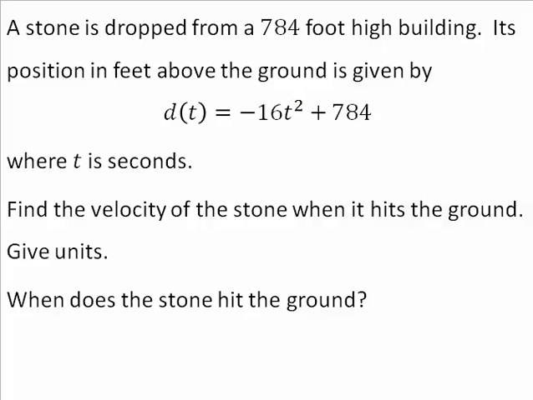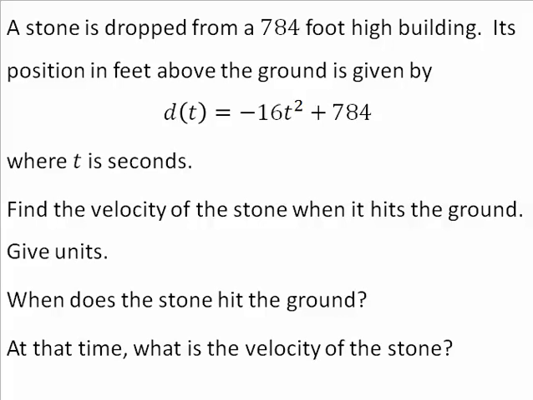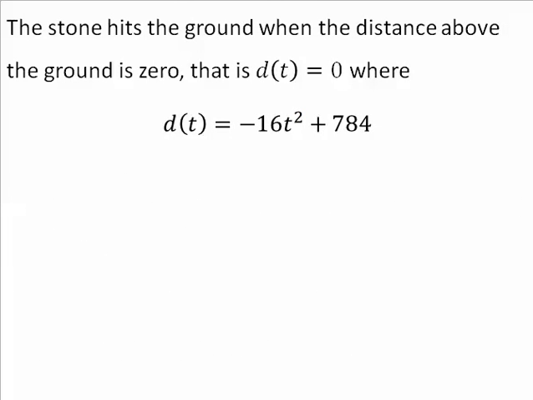This involves two questions. The first question is, when does the stone hit the ground? And secondly, at that time, what is the velocity of the stone? To find when the stone hits the ground, we take d of t and set it equal to 0. So we need to solve for t when d of t equals 0.